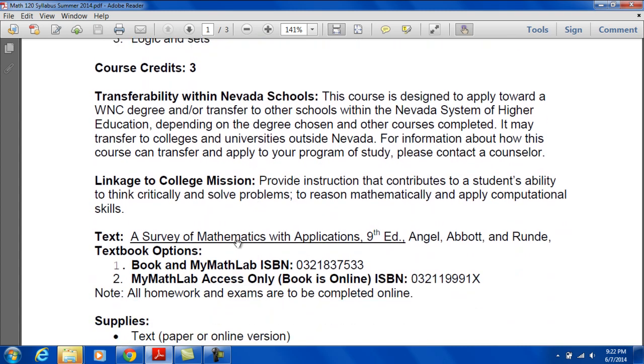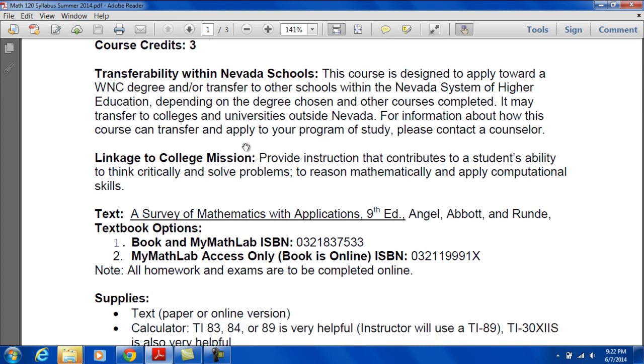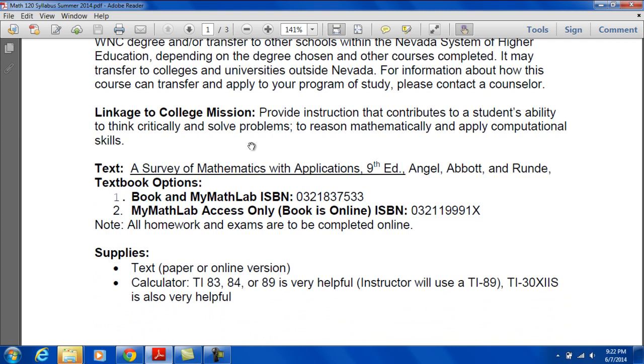And the course is a 3-credit class. Now this course will transfer to any other NSHE school, that's Nevada System of Higher Education. And it'll count towards your degree, depends on what the degree is. So it may transfer to colleges outside of Nevada, but you need to check on that. Linkage to college admission: provide instruction that contributes to a student's ability to think critically and solve problems, to reason mathematically and apply computational skills.